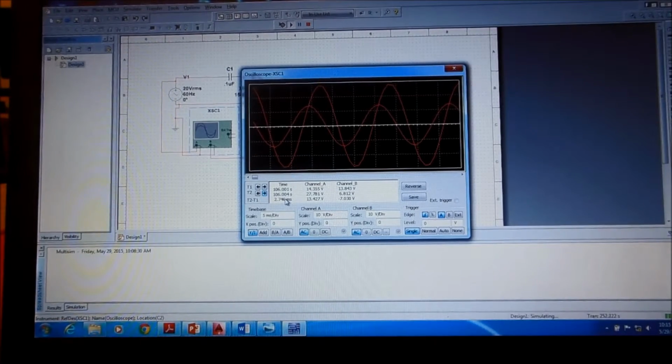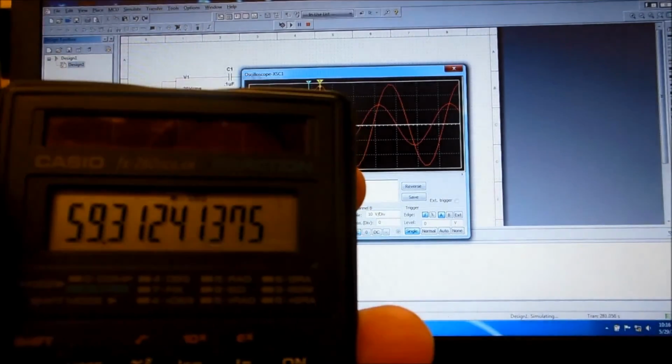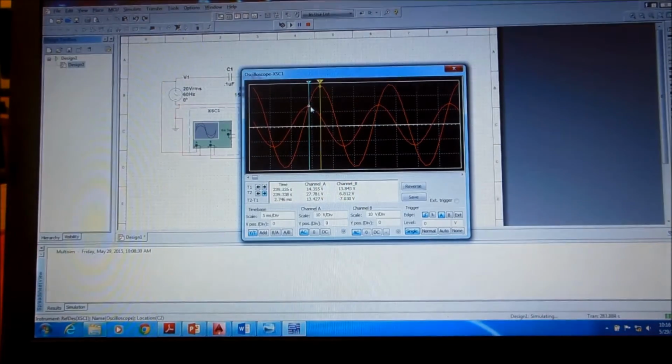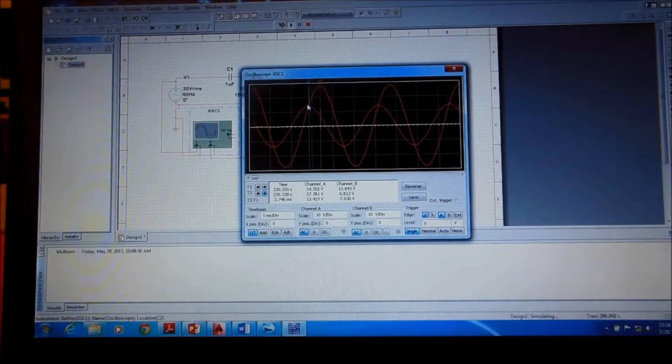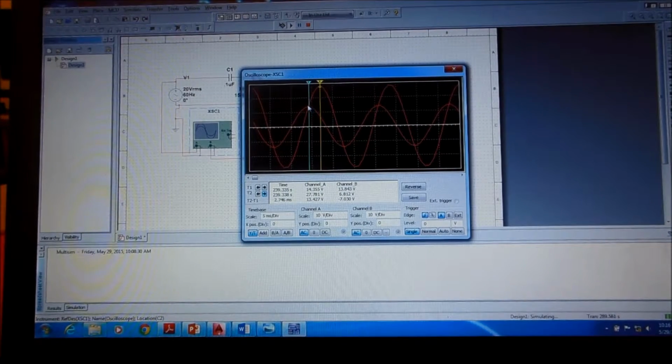So we divide 2.746 by 16.667, and that gives us a number. It's basically 0.164 of a complete cycle. But now the complete cycle is 360 degrees, so we multiply that by 360 degrees, and the difference is going to be 59.31. So when they talk about phase shift or being out of phase, this curve here, the output, leads the input by 59.3 degrees.